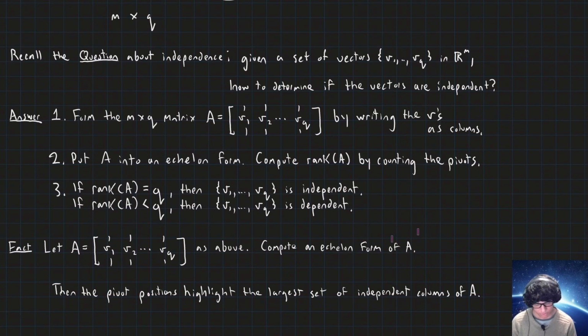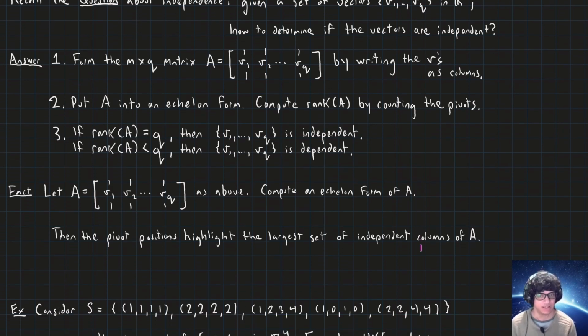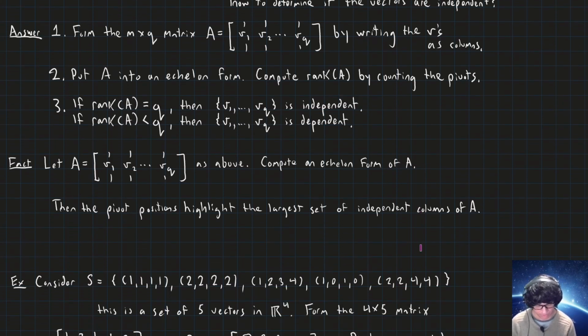This fact is recording what I just said. If you have a matrix, with columns as vectors, when you put it into echelon form, the pivot positions highlight the largest set of independent columns of A. Now let's look at an example of that.